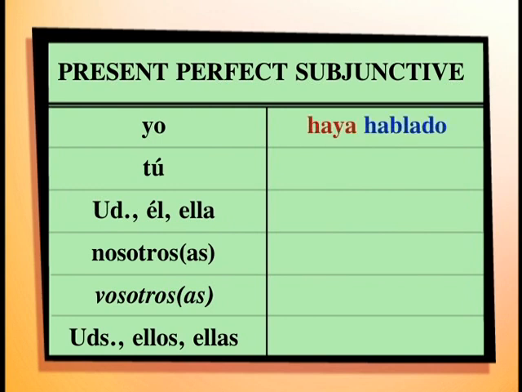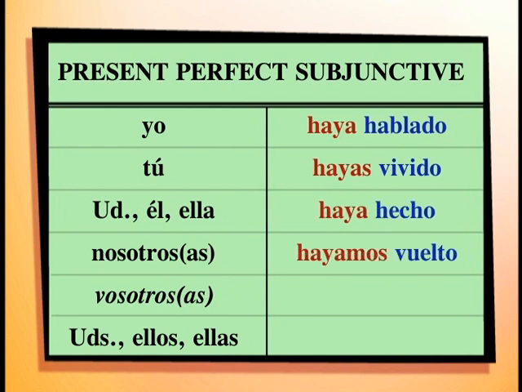Now let's add the past participles to the forms. Yo haya hablado. Tú hayas vivido. Él haya hecho. Nosotros hayamos vuelto. Vosotros hayáis abierto. Ustedes hayan dicho.